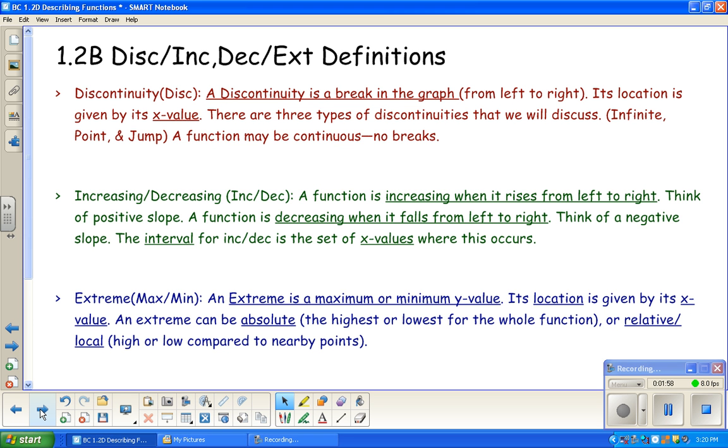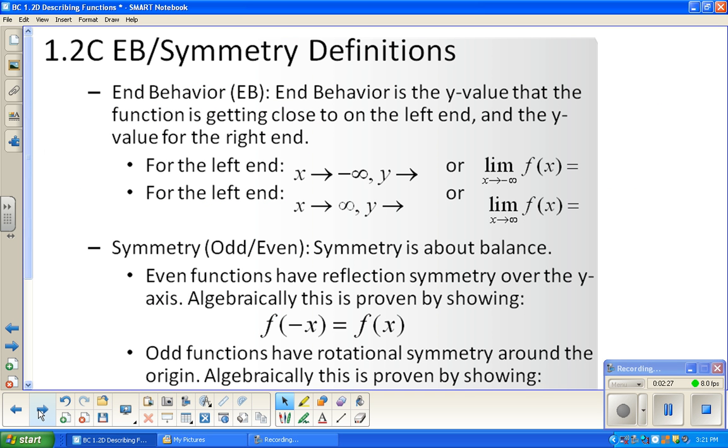Remember, an extreme is just a maximum or minimum y value. If it asks you for a max or a min, give its y value. Its location is given by the x value. Do not just list it as an ordered pair. And extremes can be either absolute, the highest or lowest for the whole graph, no y value higher, no y value lower, or it could be a relative, sometimes called a local maximum. In other words, it's a higher low point compared to those nearby. And then the last chunk is end behavior, and that's what happens on the left end and on the right end: what y value is it approaching? And symmetry is, for our purposes, either odd, even, or neither.